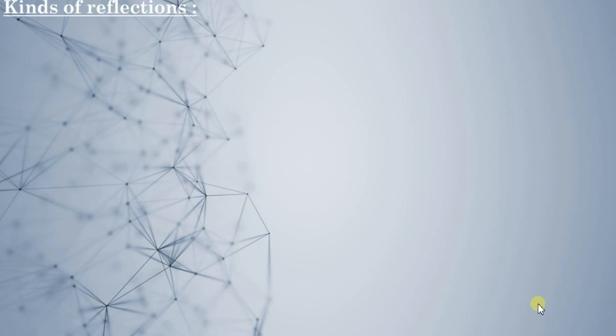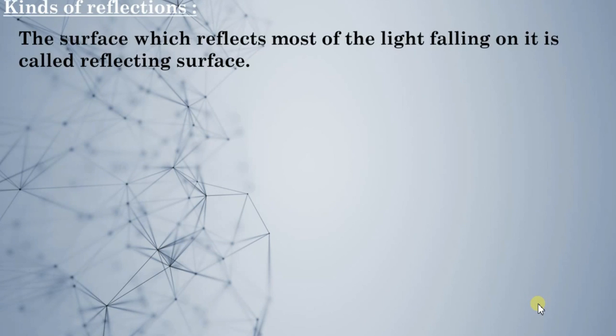Kinds of reflections. The surface which reflects most of the light falling on it is called a reflecting surface. Keep one thing in mind, that we are going to make use of terminology in most of your answers. Terminology is the most important thing. Try to remember what the terminology is, where to use it and how to use it. Without using terminology, you will not be able to score the marks.